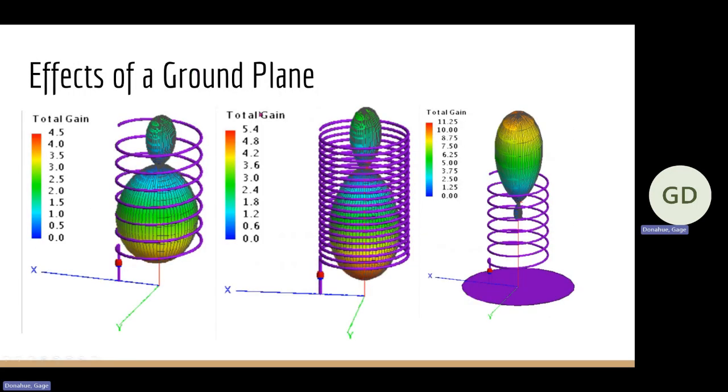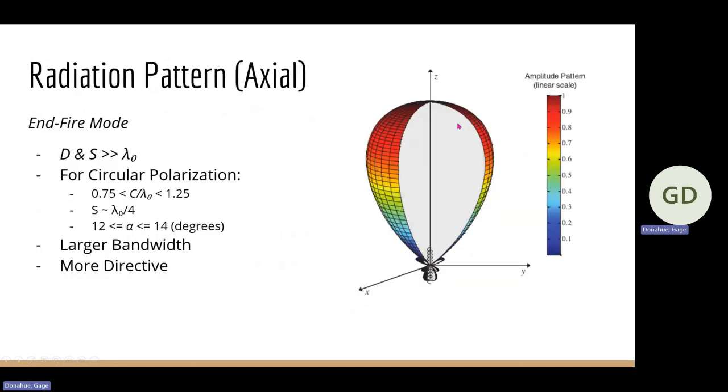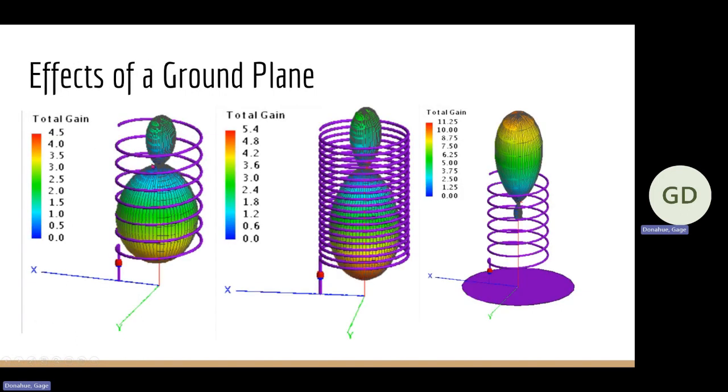I want to talk about the effects of adding a ground plane. Not only is it nice to use end fire mode, those D's and S's were chosen appropriately in order to excite that mode for this antenna. Obviously, it didn't work. The number of turns here is 7. We tried tripling it to 21. It only increased our gain by a smidgen, and it didn't make it much more directive.